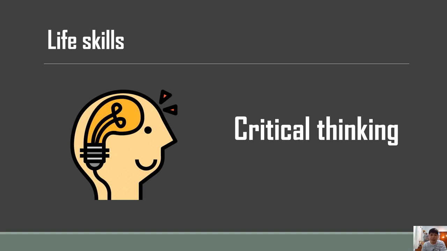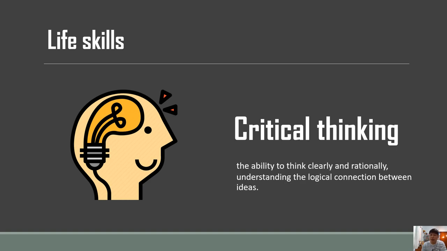Next one, critical thinking. This skill refers to the ability to think clearly and rationally. The word rationally here means you have to be able to analyze the data or information, or you have to have some reasons to support how you think about something. The ability to think clearly and rationally, understanding the logical connection between ideas.